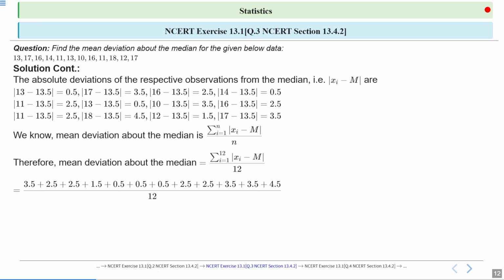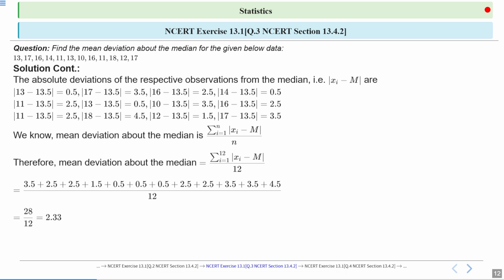Now let's substitute the values into the formula. So we add up all the absolute deviations: 3.5, 2.5, 2.5, 1.5, 0.5, 0.5, 0.5, 0.5 4 times, and then 2.5, 3.5, 3.5, and 4.5. So if we add these absolute deviations, then you will get some number, okay, and then divide that number by 12.